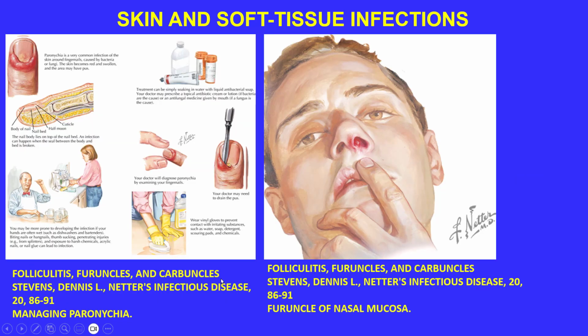so here are the different types of situations: folliculitis, furuncles, carbuncles. Here you see this inflammation right around the nail.